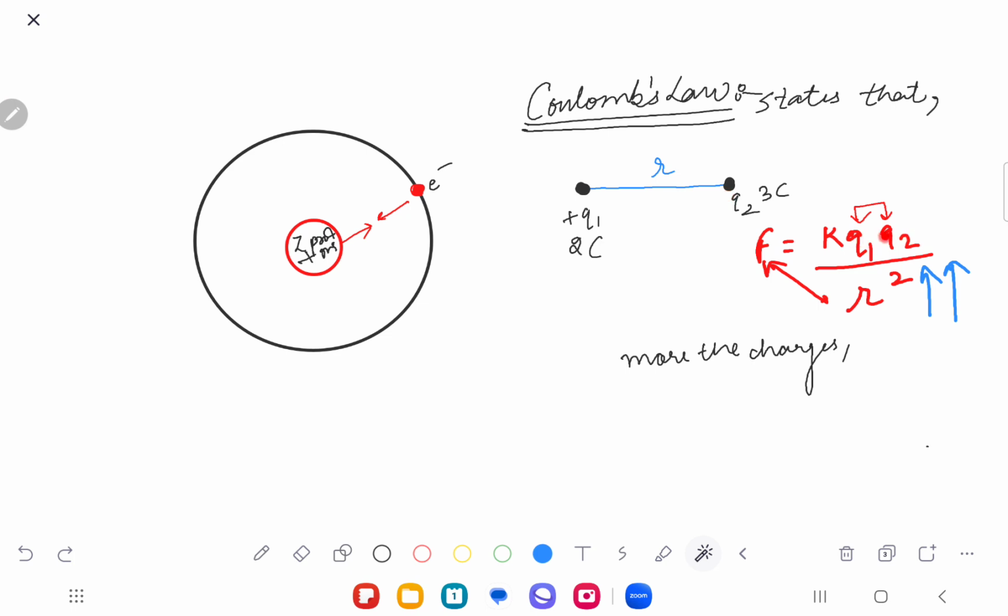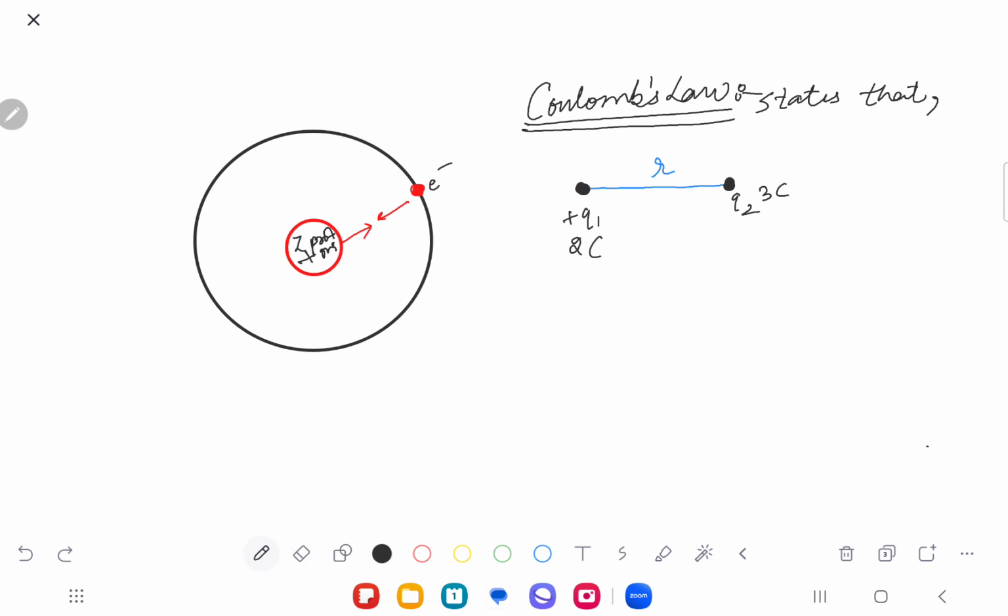The force is directly proportional to the product of the charges. So the more the charge values, the more the magnitude, the more the product, the more shall be the force of attraction or repulsion between the two charges. Are you understanding? Yes. Okay. So that's the concept: the more the charges, the more is the force of attraction. Understood or not? Yes. So that is one concept.